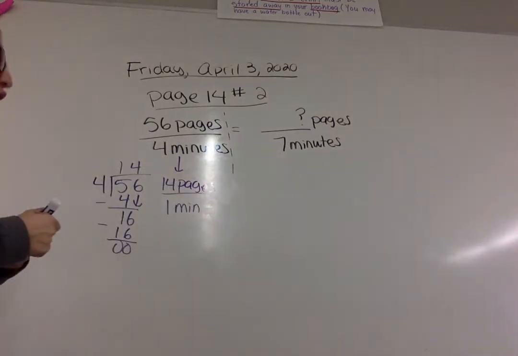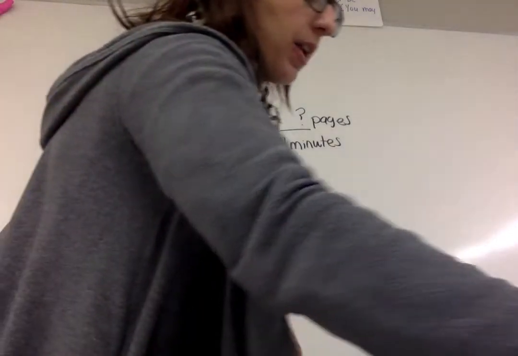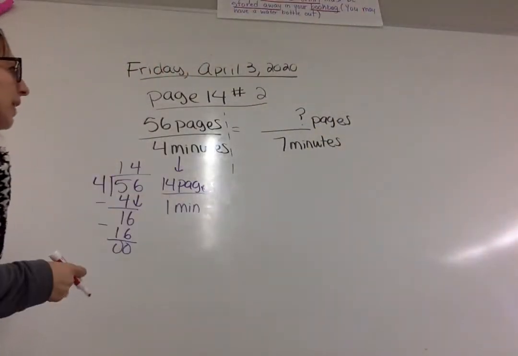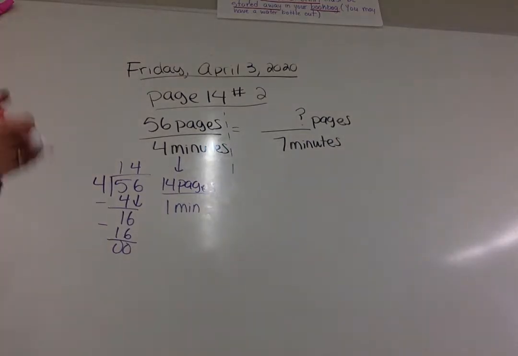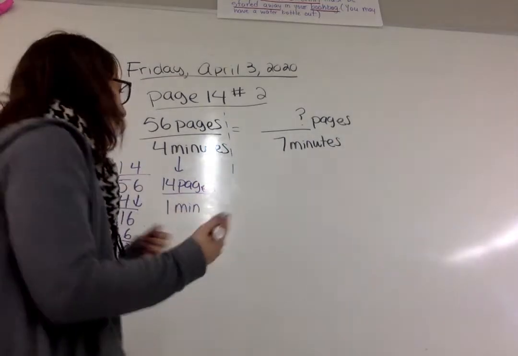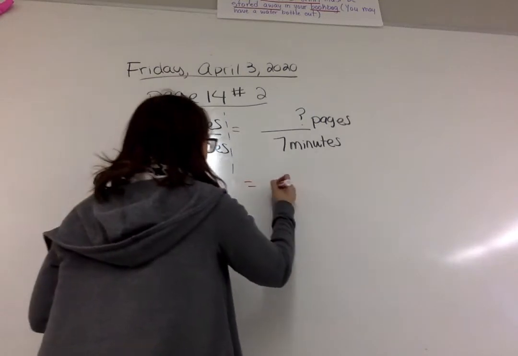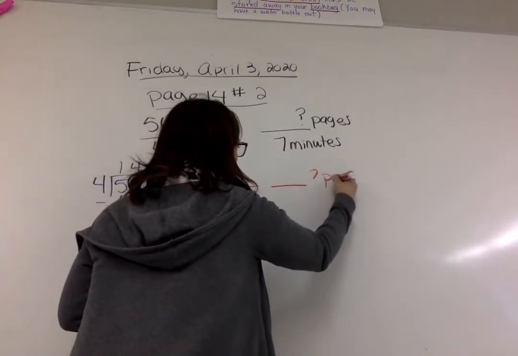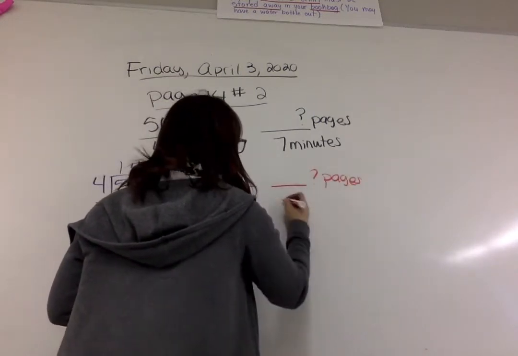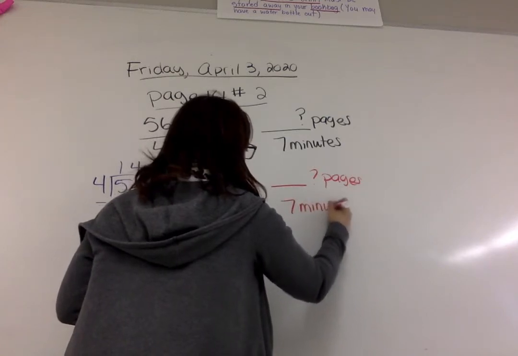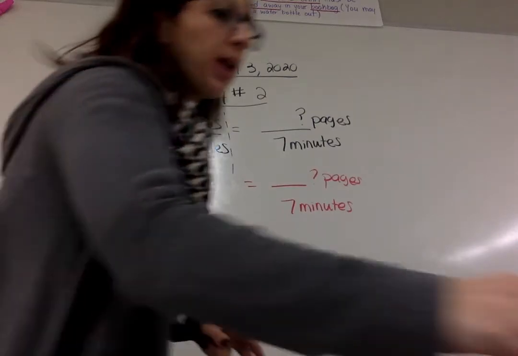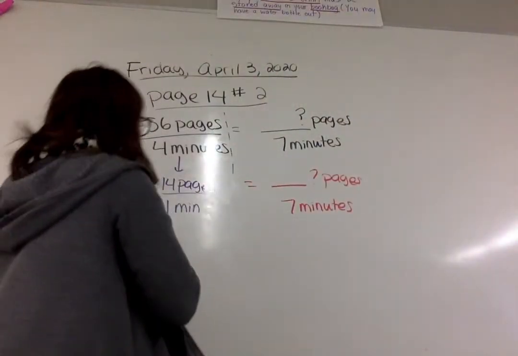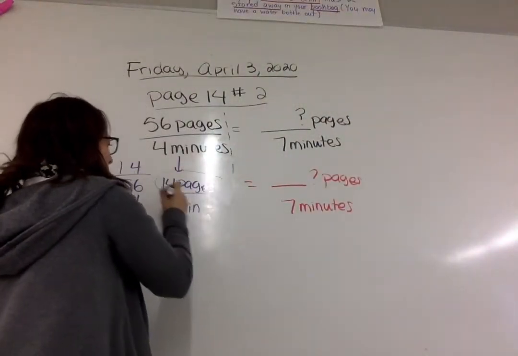Now I can use the butterfly method to figure out how many pages I will do in 7 minutes, because unit rate says I have to divide to figure out how many pages I can do in 1 minute. I'm just going to recopy that down. Blank pages in 7 minutes. Now, I'm going to cross multiply. I'm going to use the butterfly method. So let's do the butterfly method. Sorry, it's a little crooked here.